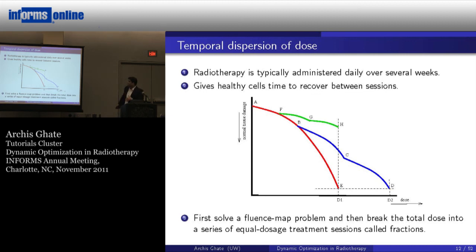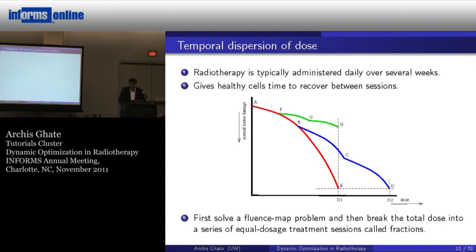The way this is typically done is that you first solve a fluence map optimization problem, which will give you intensities and a dose distribution basically, and then you break that total dose up into a series of typically equal dose fractions, or treatment sessions, and then deliver that. For example, people say this treatment is 2 gray per fraction for 15 fractions, or 1.5 gray per fraction for 20 fractions, or something like that. That's the most typical. There have been some variations of that, of course, but that's common.